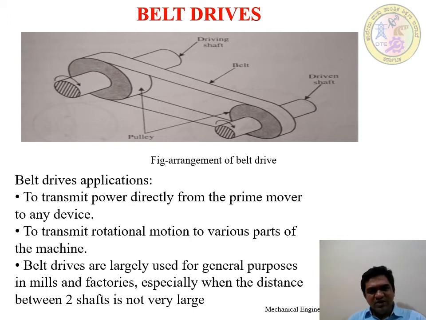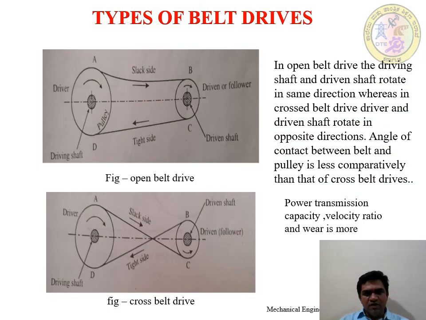Belt drives are used to transmit power from the prime mover to any device, and also transmit rotational motion to various parts of the machine, and are largely used for general purposes in mills and factories, especially when the distance between the two shafts is not very large. We have two types of belt drives: one is open belt drive and another one is cross belt drive.